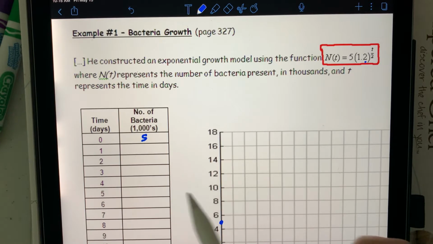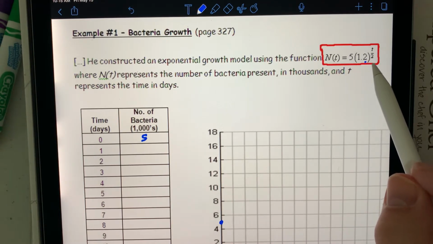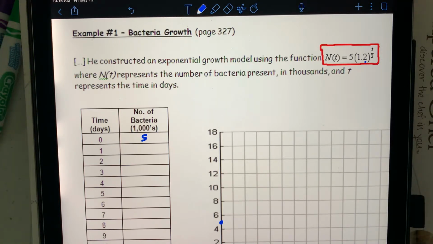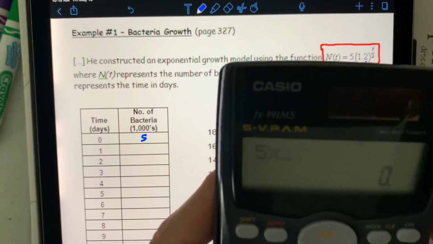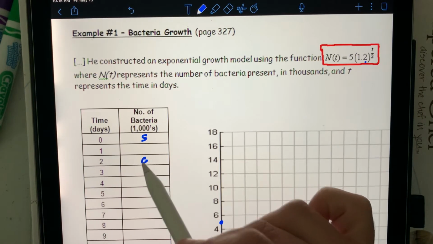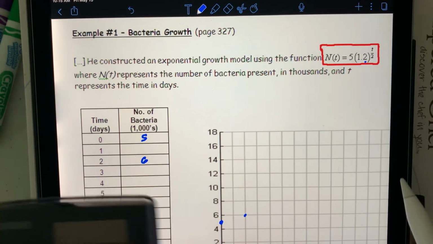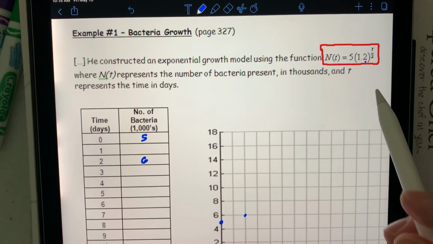And the next number would be like 5 times 1.2 to the power of t over 2. Actually, I'm going to pick t equal to 2 because it will be easier. 2 divided by 2 is equal to 1, so 5 times 1.2 gives us 6. So for 2, it's going to be 6. And we keep on plugging in the numbers, and then we're going to try to figure out what these numbers mean.